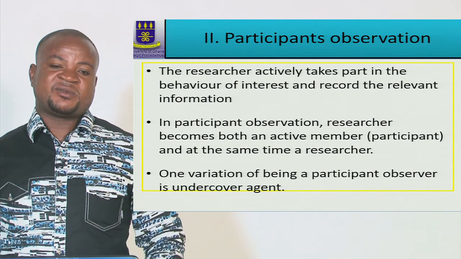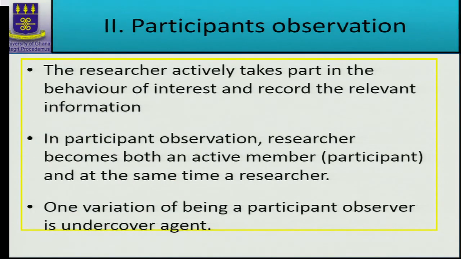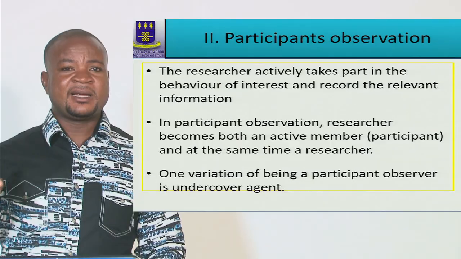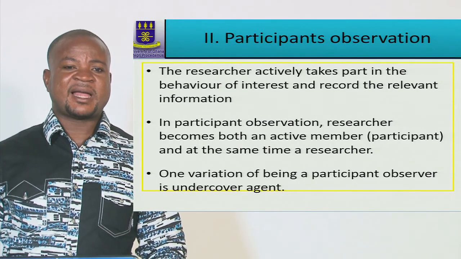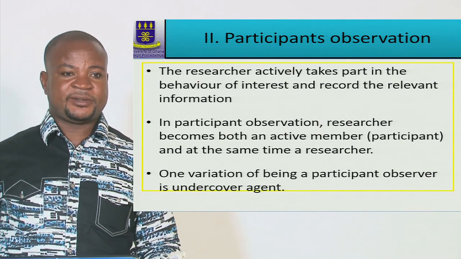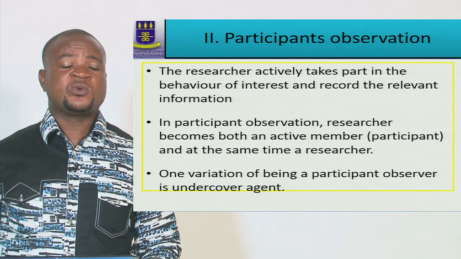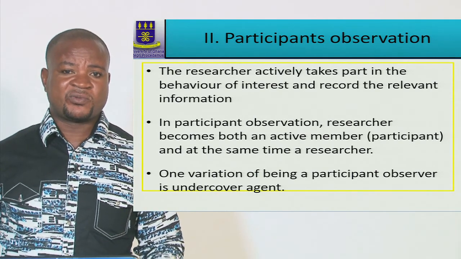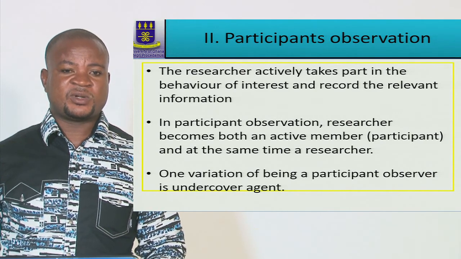And then we have the participants' observation. Here, the researcher actively takes part in the behavior of interest and records the relevant information. So in participants' observation, the researcher does two things. It's both an active participant, playing an active role in whatever behavior you want to study, and at the same time, a researcher recording it. So for example, students want to go on demonstration, you join them. Whatever chanting they are doing, you are also part of it. You also shout and move with them. At the same time, you'll be recording what is going on.